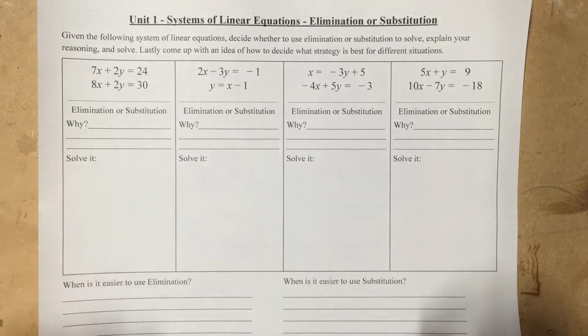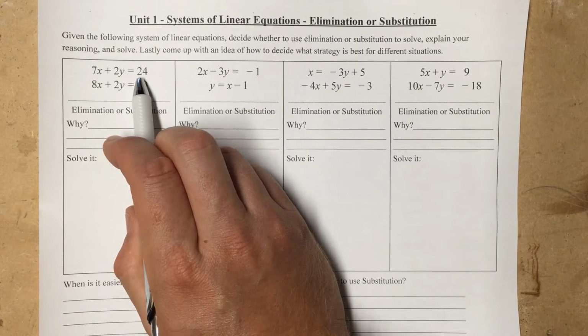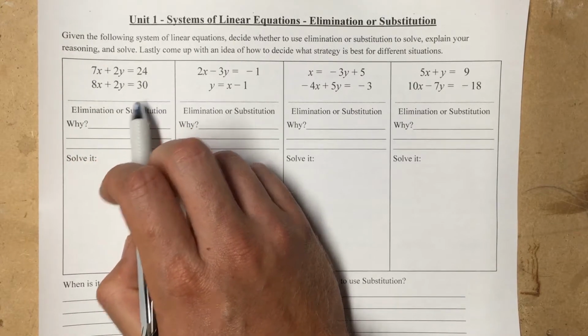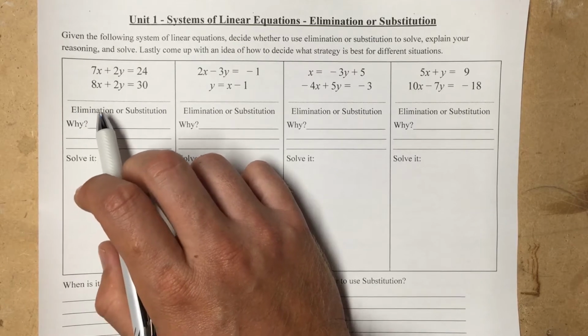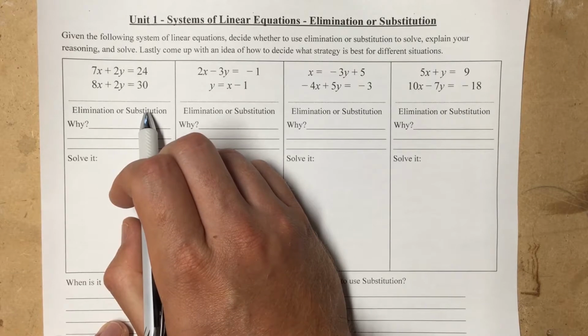So I'm going to take a look at this first one here. I have 7x plus 2y equals 24, and 8x plus 2y equals 30. So first off, we want to ask ourselves, is elimination easier or is substitution easier?